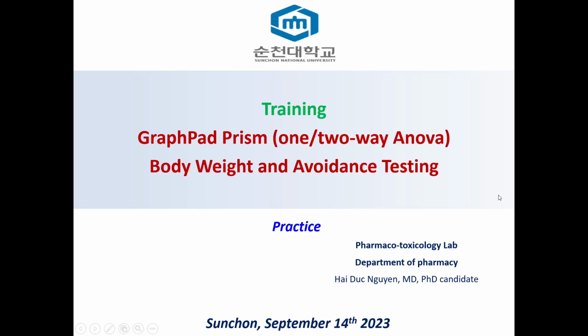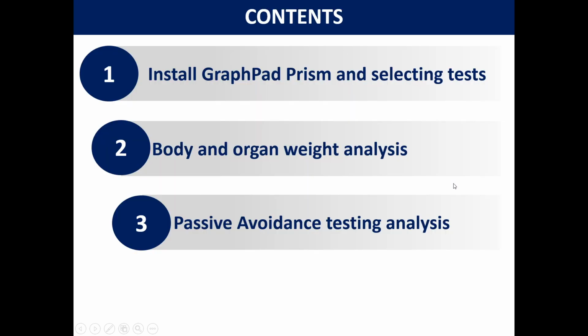Hello everyone. Today I would like to talk about how to use GraphPad one-way or two-way ANOVA for analyzing body weight or the passive avoidance test. This is the outline I will talk about today. Firstly, you need to install GraphPad Prism and learn how to select the test. The second one is we analyze the body and organ weight, and the last is we analyze the passive avoidance test.